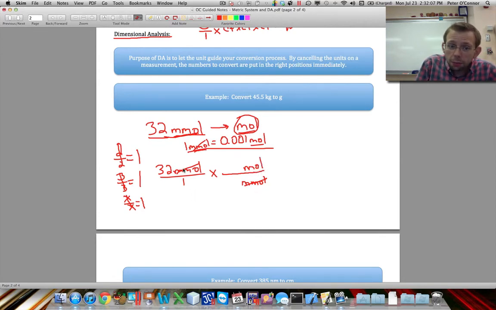Millimole's got to go on the bottom to cancel. You've got to think about what you want to cancel. Once you figure that out, it's so easy. Okay? So let's do that. Let's just put the millimole and mole there. And here's where the number comes in. It just sticks with the label. So what sticks with the millimole? 1 was with the millimole, so we put a 1 here. What was with the mole? 0.001.